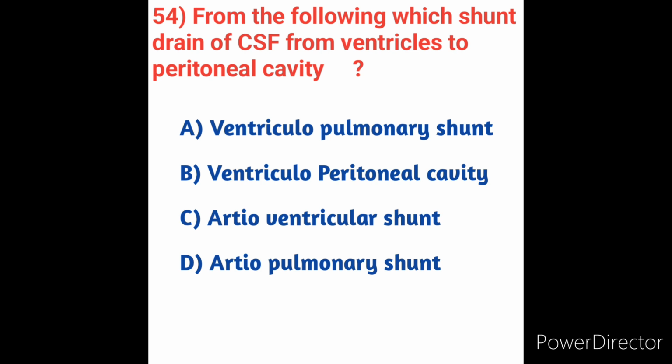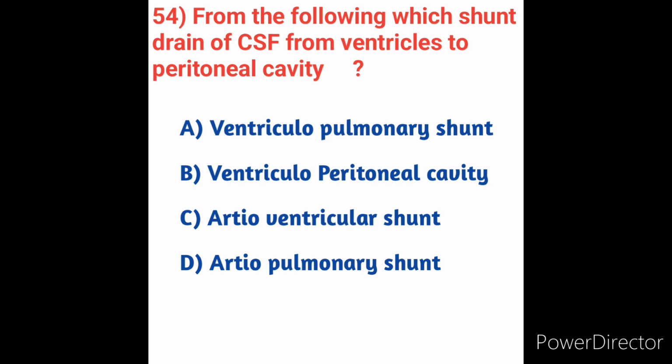The procedure is done in the operating room under general anesthesia. It takes about 1.5 hours in total. A tube, a catheter, is passed from the cavities of the head to the abdomen to drain the excess cerebrospinal fluid. So here option B is the correct answer.